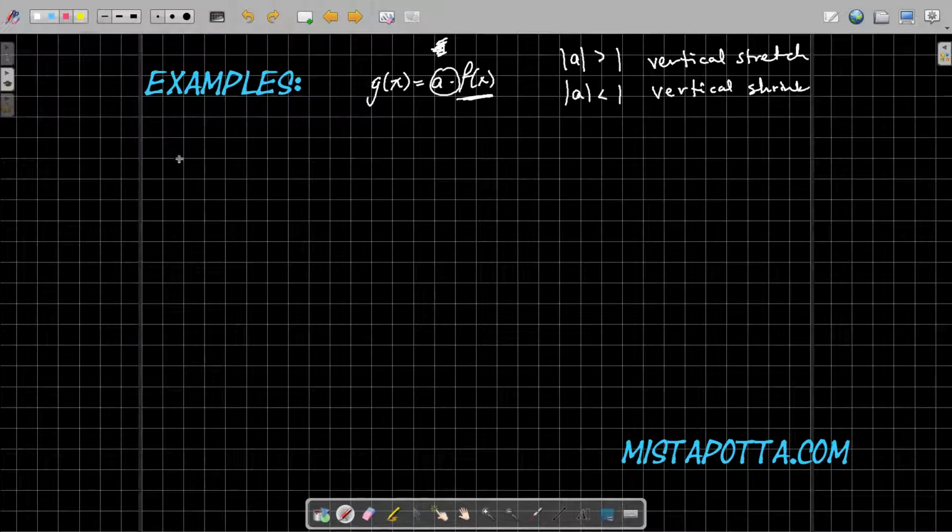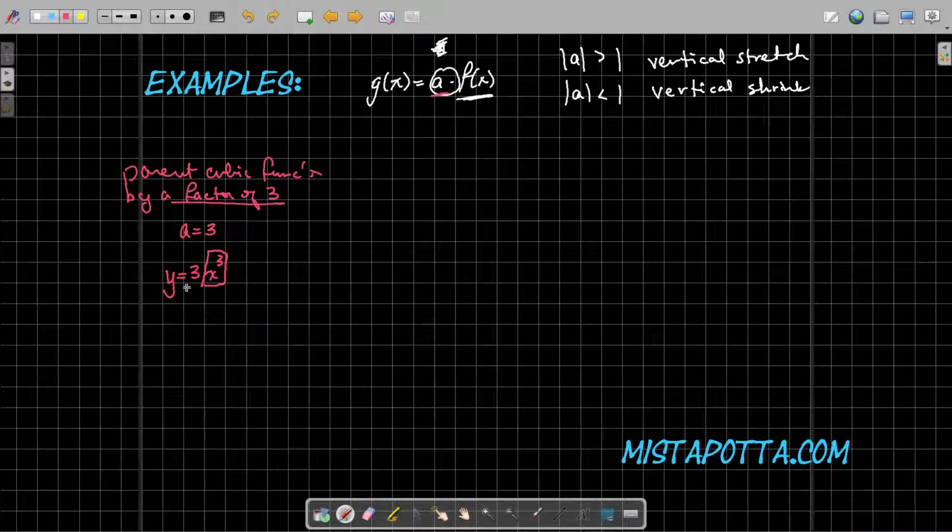My first example is I want to take the parent cubic function by a factor of 3. And because I'm doing my parent cubic function by a factor of 3, then this a value that I'm referring to is my 3. And my function is going to look like y equals 3x cubed. Notice I'm taking my parent cubic function. This is my f of x. And I'm just putting that coefficient in front of it.